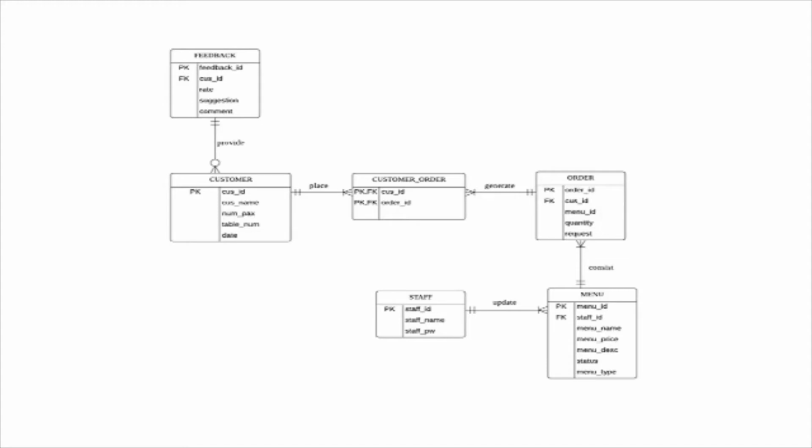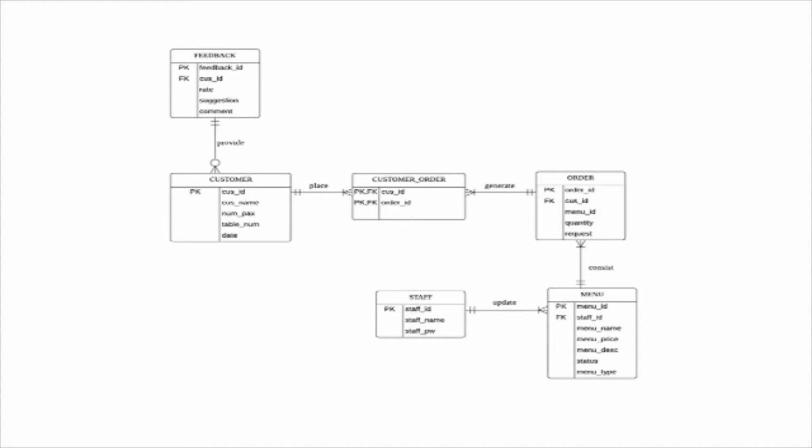Order consists of one and only one menu, and menu consists of one or many orders. So the attributes in the menu entity are menu ID, staff ID, menu name, menu price, menu description, status, and menu type. The primary key in this entity is menu ID and the foreign key is staff ID. Each menu is updated by one and only one staff, and each staff updates one or many menus. So the attributes in the staff entity are staff ID, staff name, and staff password, and the primary key is staff ID.